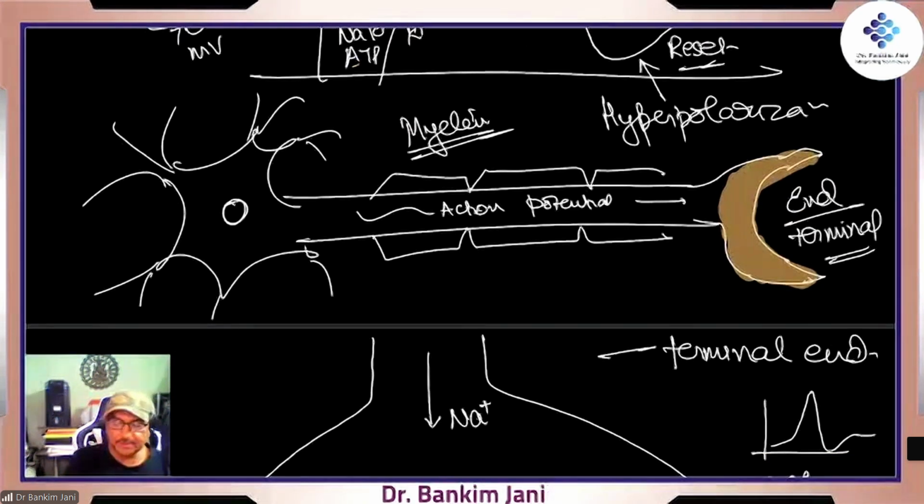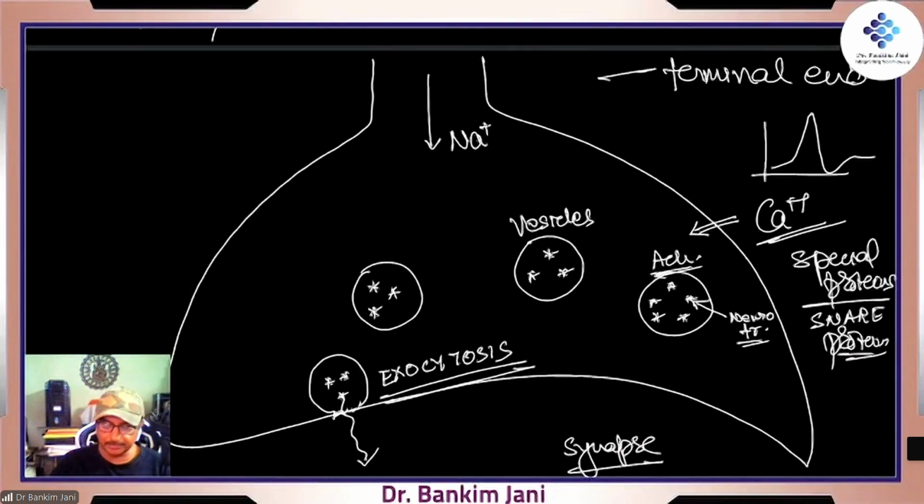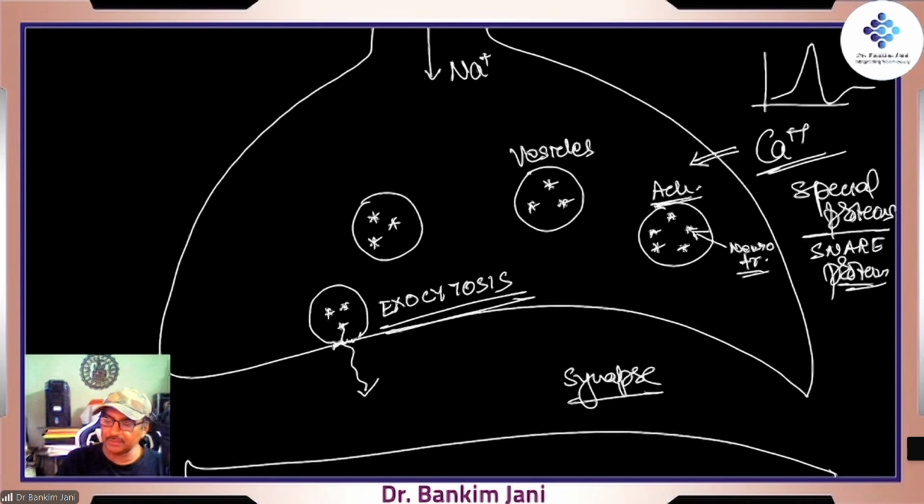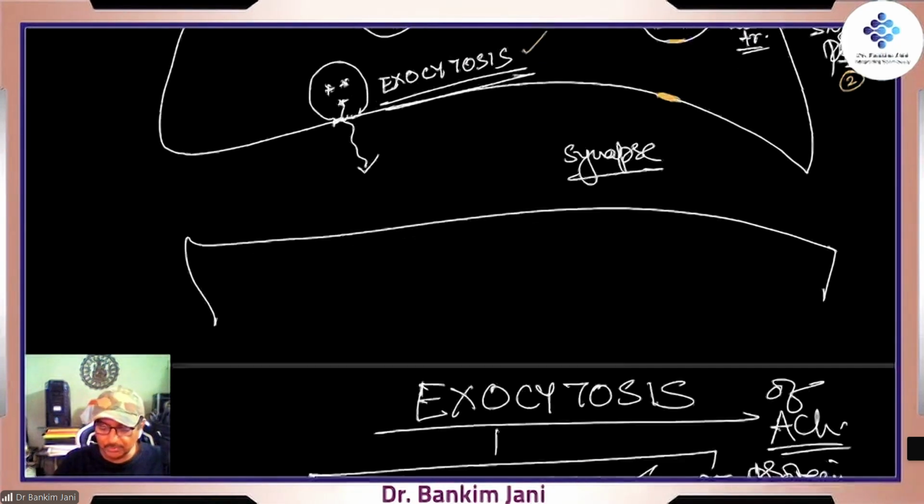The myelin sheath, and then the action potential which is generated over here continues all the way up to the end terminal. At the end terminal, the action potential comes over here. We have got the vesicles. These vesicles are filled with acetylcholine, which is a neurotransmitter. We'll be requiring two things. One, the calcium. Second is the SNARE proteins, which are the surface proteins on the vesicles and on the cell membrane, so that they both come near each other and lead to exocytosis, so that this acetylcholine is released into the synapse.